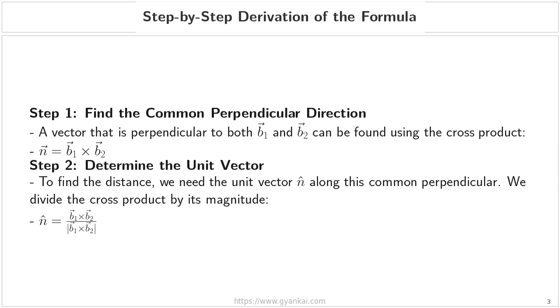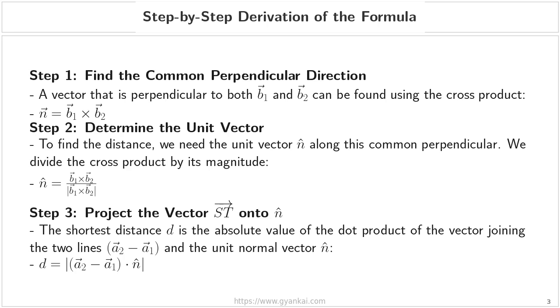Step 2. Once we have this perpendicular direction, we need to turn it into a unit vector, which we'll call n hat. A unit vector is essential because it gives us the direction without affecting the scale of our distance. To do this, we simply take our cross product from step 1 and divide it by its own magnitude. So, n hat equals the cross product of b1 and b2, all divided by the magnitude of the cross product of b1 and b2.